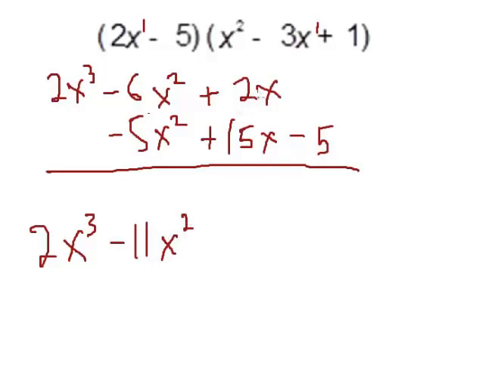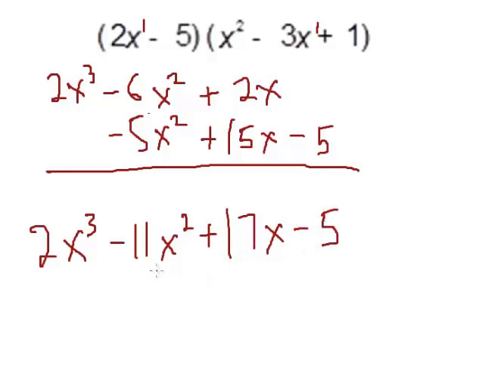2x plus 15x is, of course, 17x, obviously. So this is also a plus 17x, and we have minus 5 at the end.